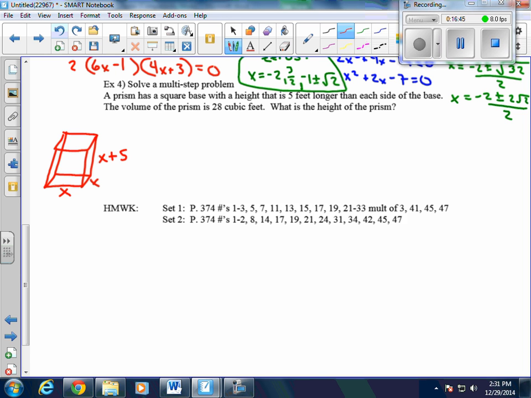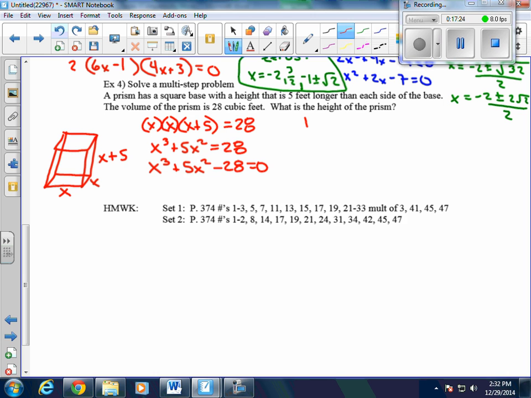Now we know that the volume of a prism is length times width times height. So it's going to be x times x times x plus 5, which is going to equal 28. Well, this is going to give us x cubed plus 5x squared equals 28. If we put it in standard form, we get x cubed plus 5x squared minus 28 equals 0. Okay? We always want to have it in standard form. So now we want to know what is the height of this prism. So let's find it. Well, again, we know we have to use synthetic division.